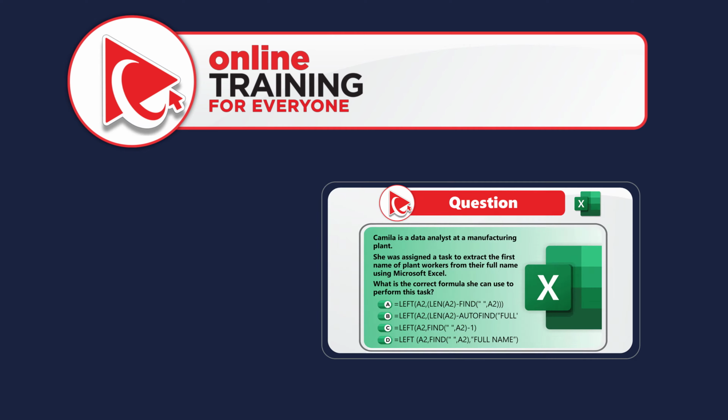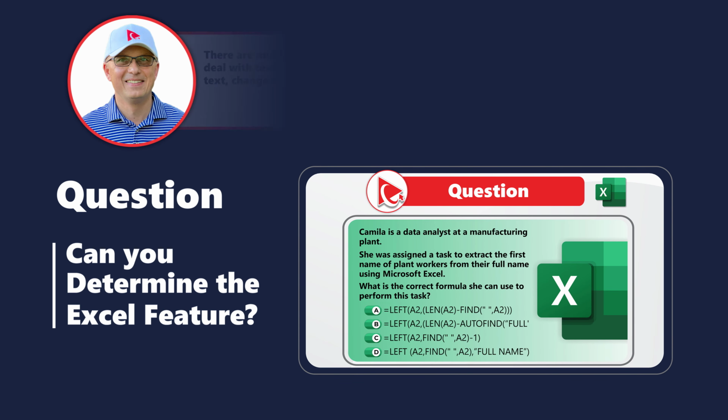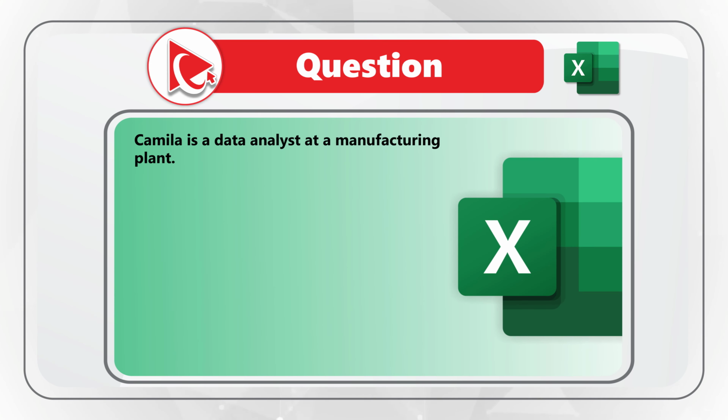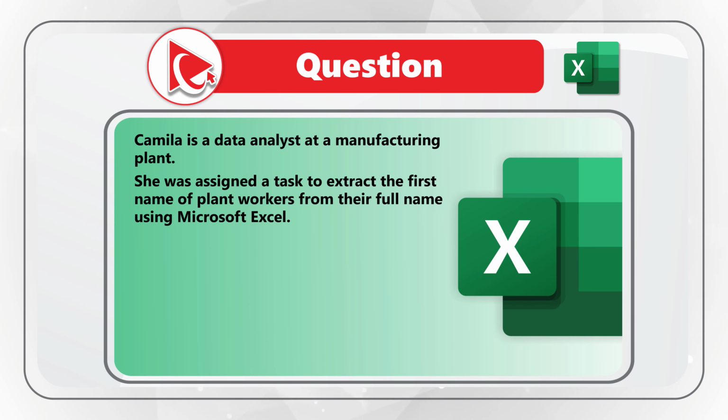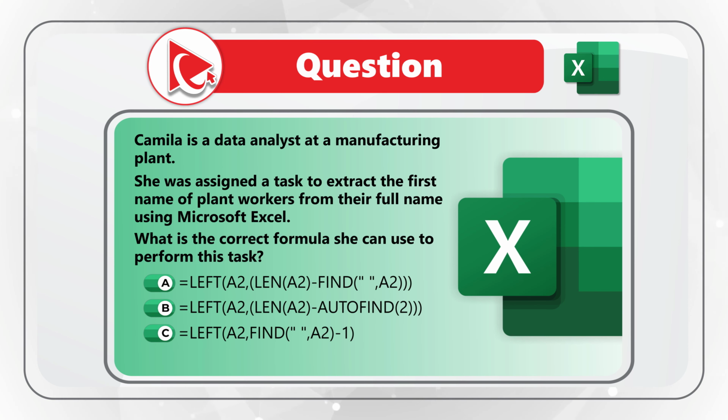Here's a very interesting question to understand how well you know the formulas and functions working with textual strings in Excel. Camilla is a data analyst at a manufacturing plant. She was assigned a task to extract the first name of the plant worker from their full names using Microsoft Excel. What is the correct formula she can use to perform this task? And there are 4 different choices. Choices A, B, C, and D.